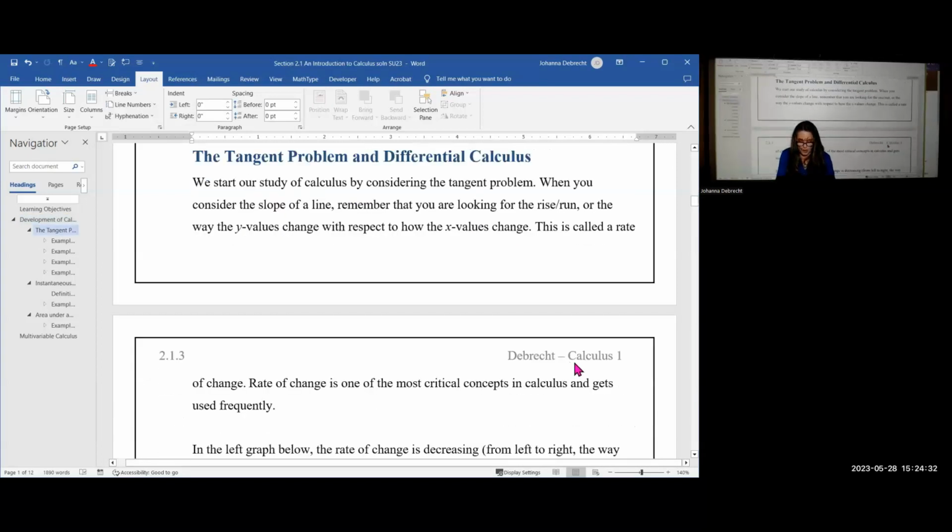We've got our two problems, the tangent problem and the area problem. Now, the instantaneous velocity problem is really the tangent problem. So they're really basically two. So we're going to start by looking at the tangent problem.